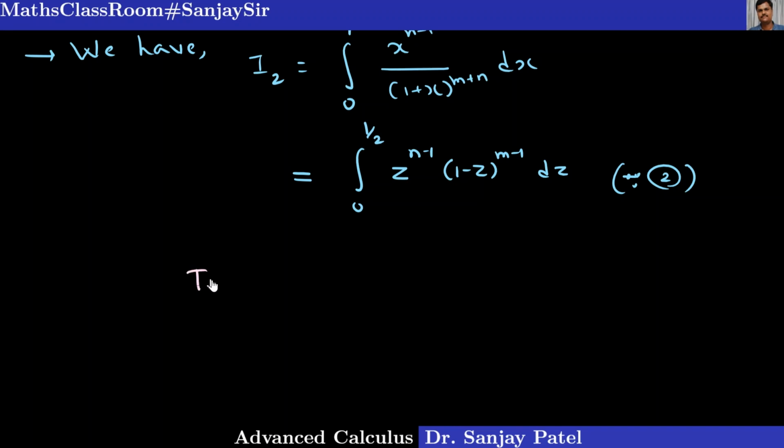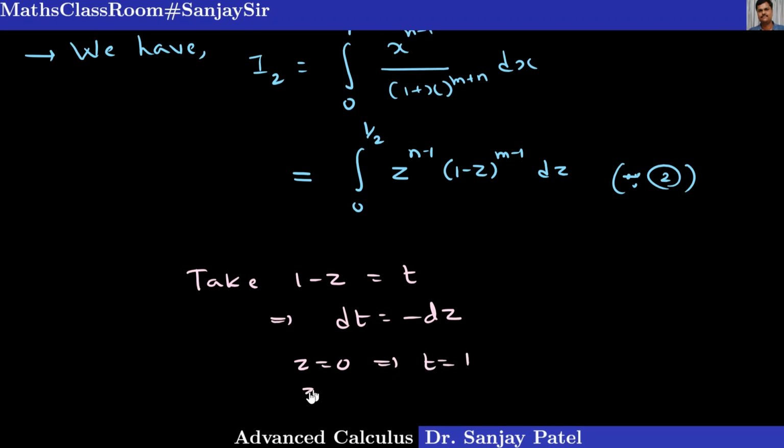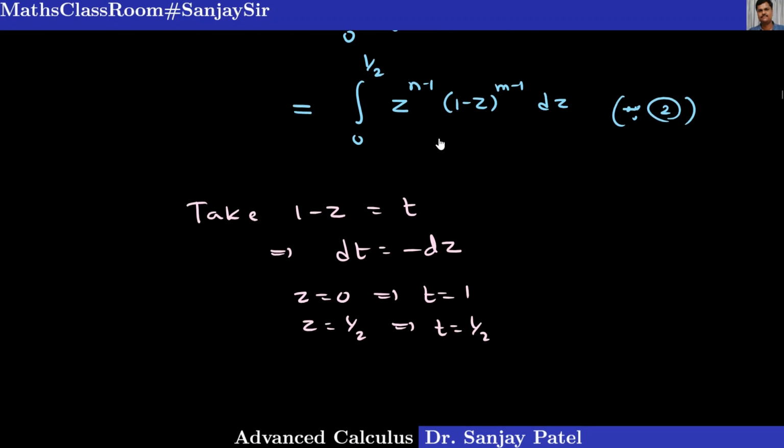So let me take 1 minus z is equal to, say, t. So that gives us dt is equal to minus dz. And also the limits of integration will change. When z is equal to 0, I will get t is equal to 1. And when z is equal to 1 by 2, I will get t is equal to 1 by 2. Putting all these values in this, let me call it star.